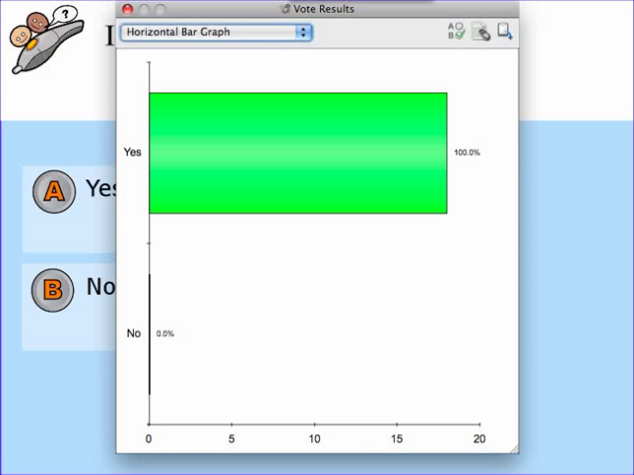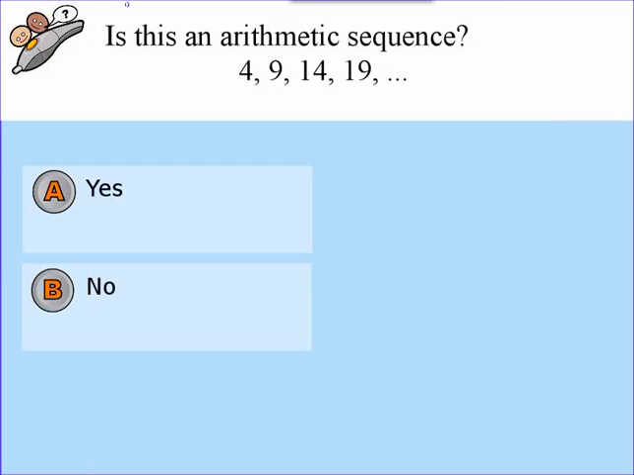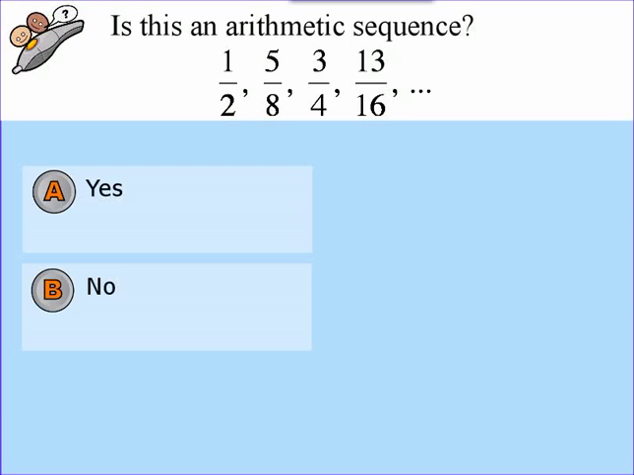And that is an arithmetic sequence. What is the common difference on that one? It goes 5. Add 5 every time. Good job.